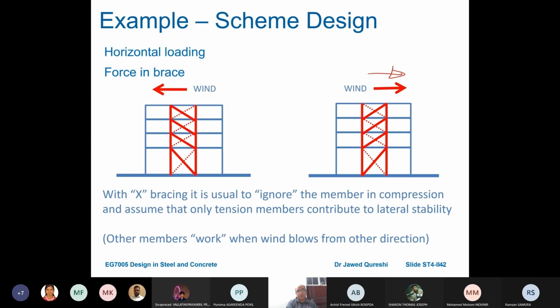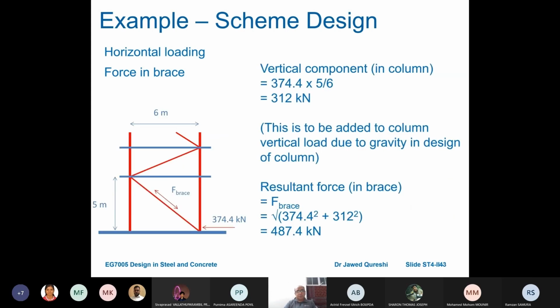And if wind blows in the other direction, you can see that this bracing is dotted now, so we have to ignore the compression. So we design bracing as a tension member. Other members work when wind blows from the other direction. For the total vertical component in the bracing, we find it using simple trigonometry, which is 312. This is to be added to the column vertical load due to gravity in the design of columns.